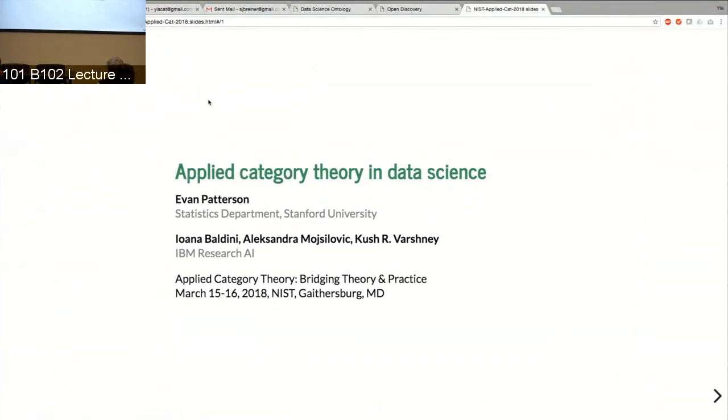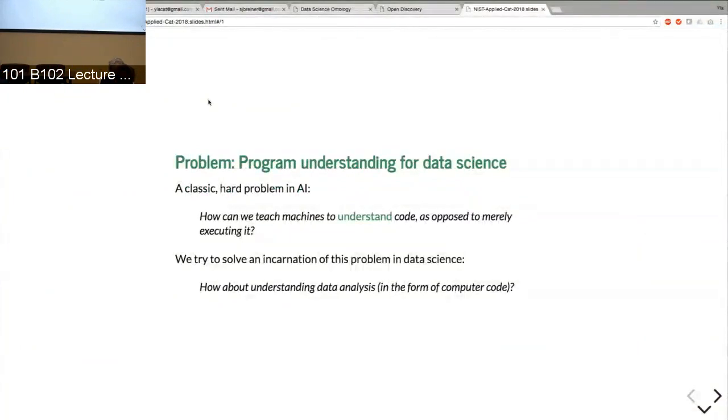So we all know that computers execute code, but they do so unthinkingly. And a classic problem in artificial intelligence is to try to teach machines to understand code, or to understand something about what the code means. That's an old problem with a long history. In this project, we're trying to solve a specific incarnation of this problem, which is to teach machines to understand the semantics of data analysis tasks in the form of computer code.